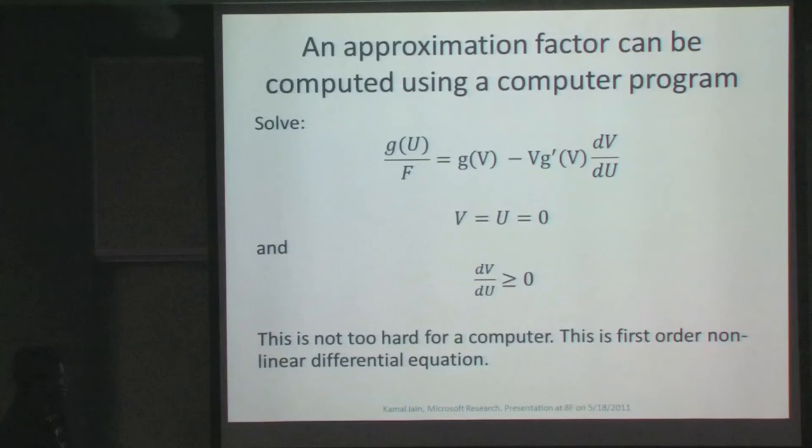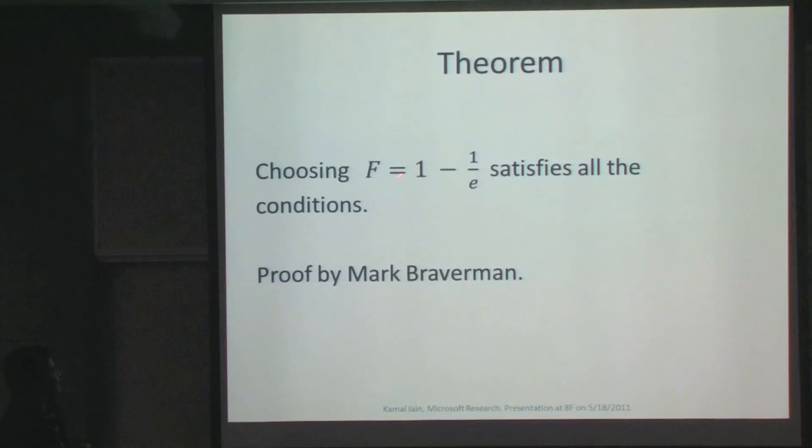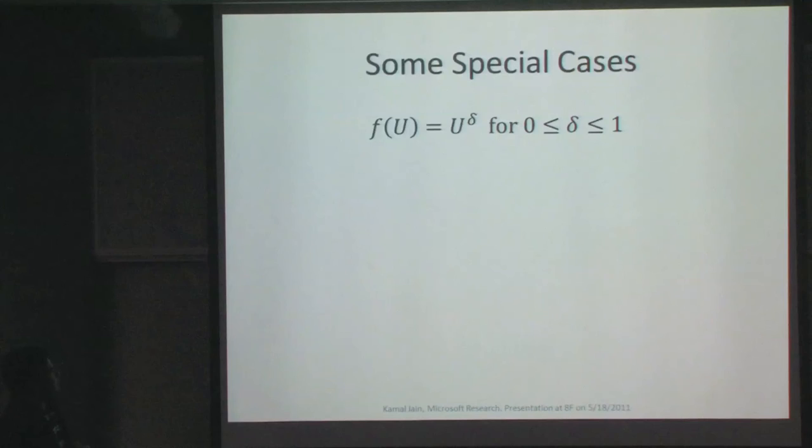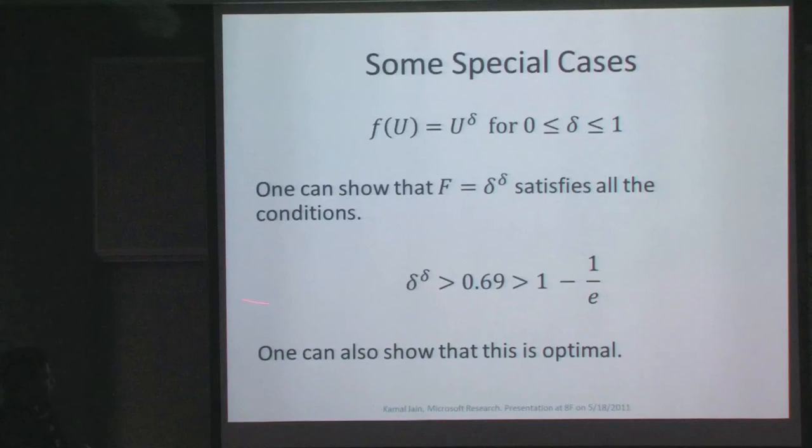And this is a theorem by Mark Braverman that this is satisfied. Maybe you can do better, but this is certainly sufficient. So let me prove first some special cases, then I show you what the thing looks like in general. Let's say your utility, your willingness to pay, is u to the power delta, the amount of ads you get to the power delta. Let's say square root u. Then you can solve that differential equation. But in most cases, you can't solve that differential equation in closed form.